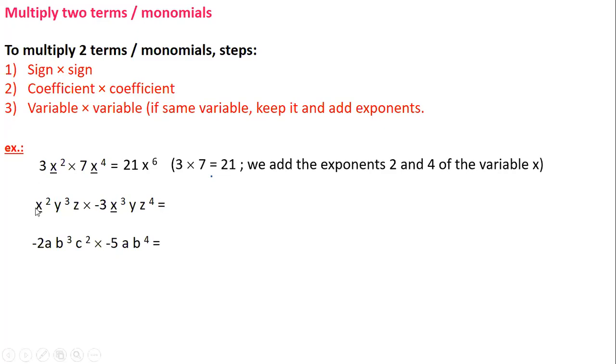Now the monomial is x squared y cube z times negative 3x cube yz to the power 4. Let's follow the steps. What is the sign of the first monomial? Laris, my dear, I'm here on the other one. What is the sign of the monomial? If the monomial has no sign, what is the sign, Laris? Positive or negative? Positive. Okay, Laris. So we start. Positive times negative is?